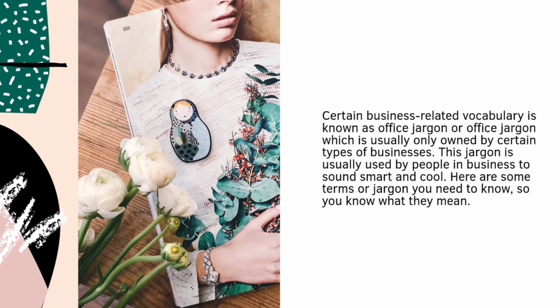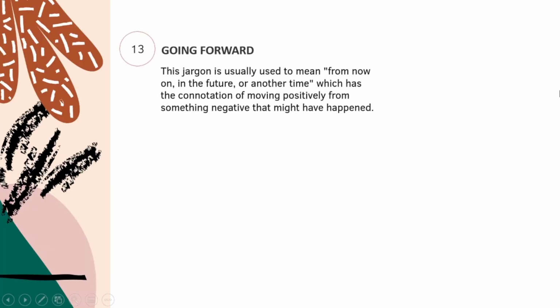Certain business-related vocabulary is known as office jargon, which is usually only used by certain types of business. This jargon is usually used by people in business to sound smart and cool. Here are some terms or jargon you need to know, so you know what they mean. Going forward. This jargon is usually used to mean from now on, in the future, or another time, which has the connotation of moving positively from something negative that might have happened.